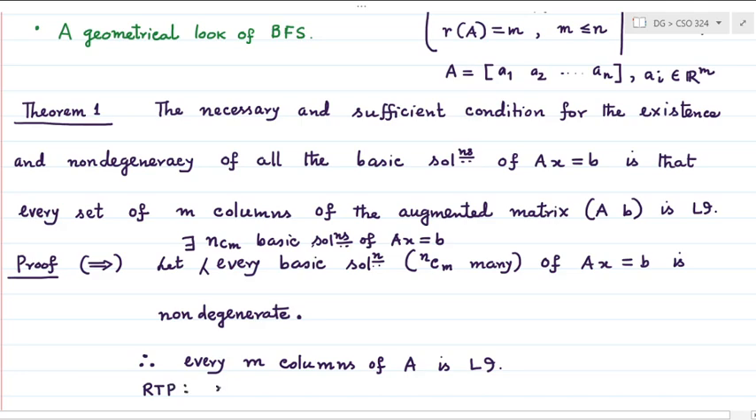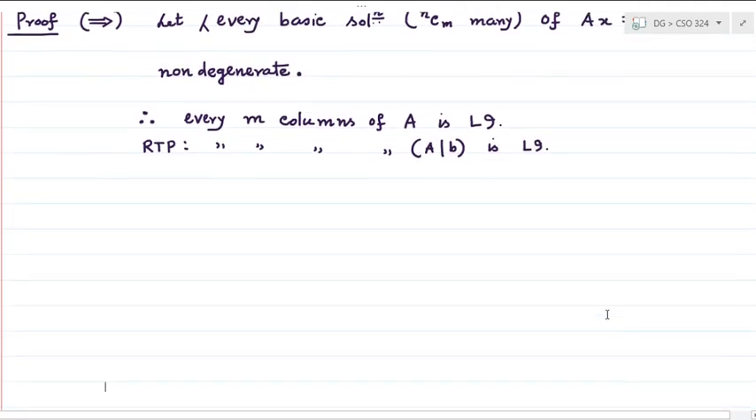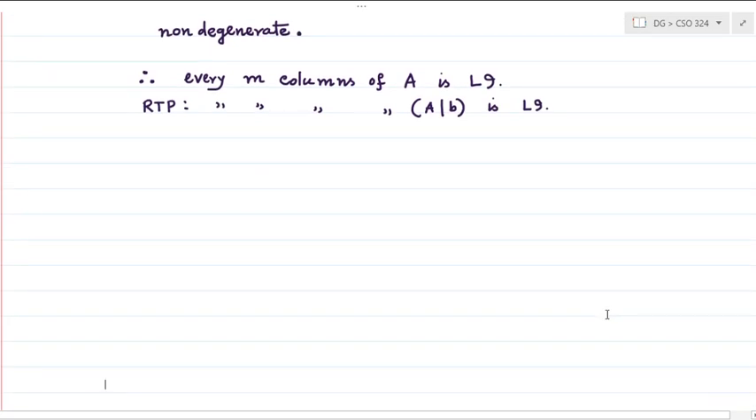What we need to prove is that every m columns of the augmented matrix A side by side b is linearly independent. That is what we need to prove. How do we prove it? To prove it, we will do the following. Every m columns of A is linearly independent, right? And therefore, now you take any m columns of A.